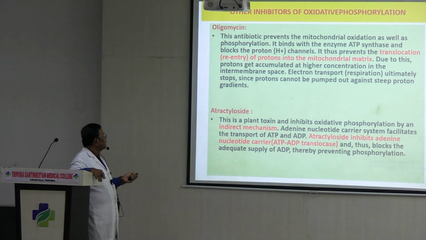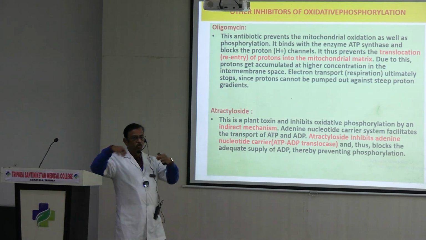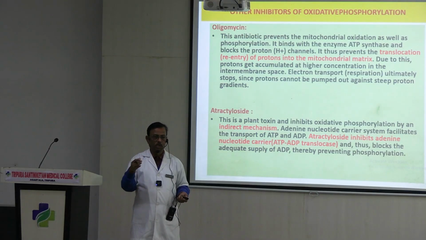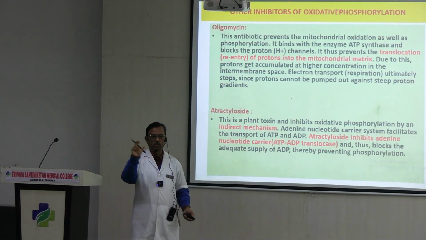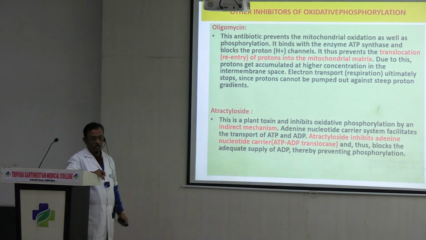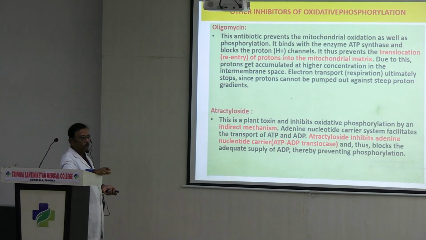Electron transport ultimately stops since protons cannot be pumped out against such a gradient. So many protons are already there, so you cannot push any more out, and the protons also cannot pass into the matrix because oligomycin has blocked complex 5, the c subunits of the FO unit. So that also stops the synthesis of ATP.